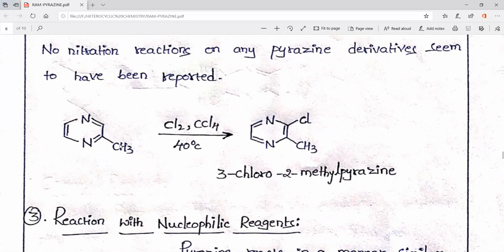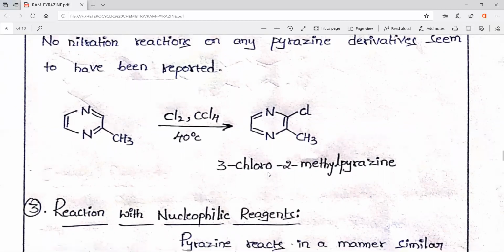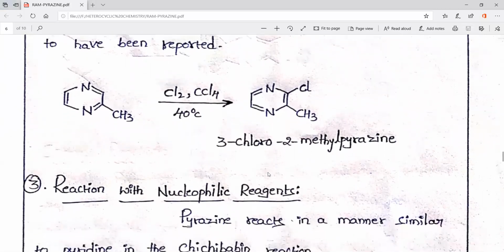However, if electron releasing groups are present in the ring, then they can undergo certain electrophilic substitution reactions. So these electron releasing groups make these carbon atoms electron rich. Hence, they can undergo some electrophilic substitution reactions. So for example, this 2-methyl-pyrazine on chlorination gives 2-methyl-3-chloro-pyrazine. However, nitration is not known.